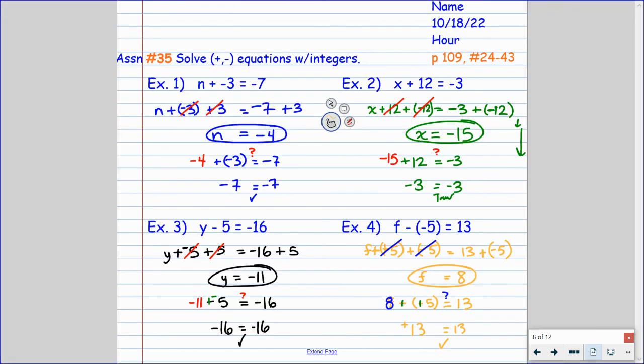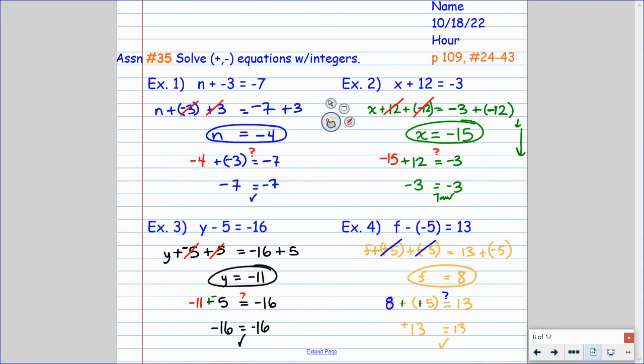Look at all those problems. What do they have in common? Problem, work, solution, checking. Get rid of positives with negatives, get rid of negatives with positives. How are they different? They have different variables, they have different numbers. Interestingly enough, in example 2 and example 4, we get rid of positives by adding negatives. Add -12 to both sides, add -5. In example 1 and example 3, we get rid of negatives by adding positives.